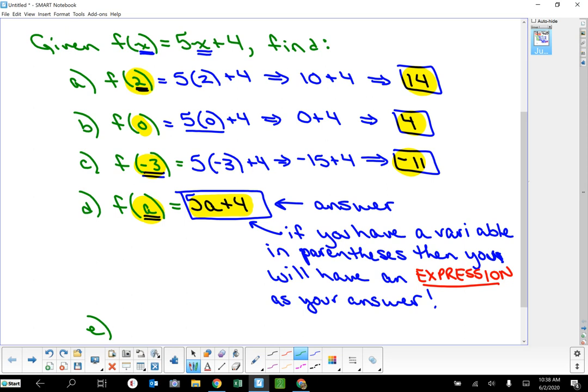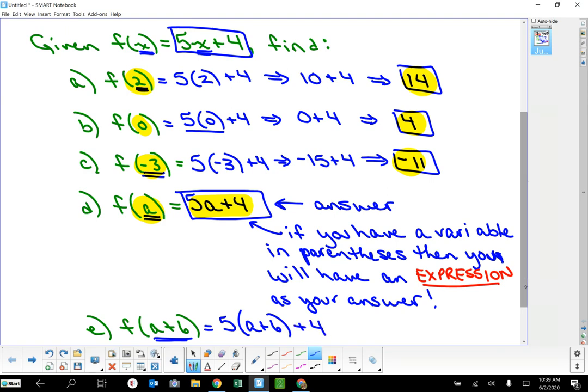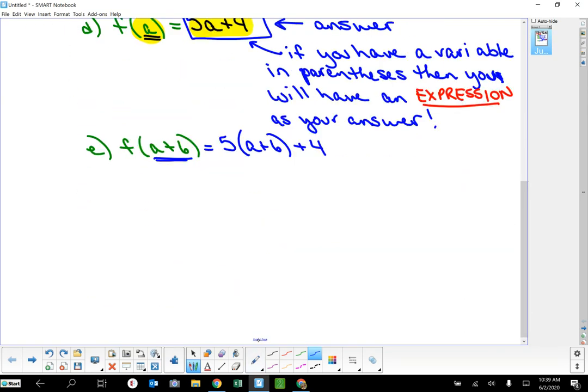I'm finding f of a plus 6. So now I'm plugging a plus 6 in anywhere there's an x in the original equation, right? So I have 5 times the quantity a plus 6, that's where the x was, and I have to make sure I bring down the plus 4. Okay, so now you're just going to do that math.